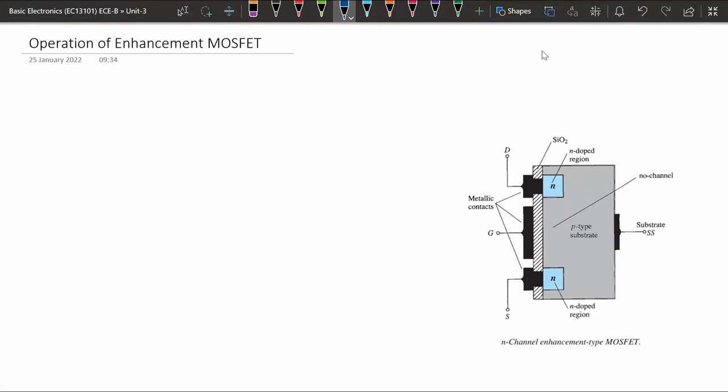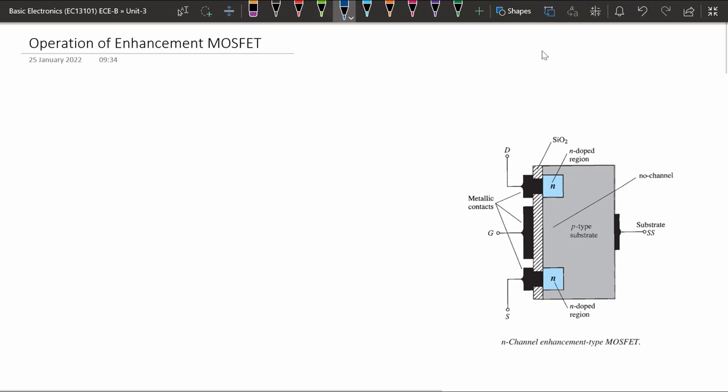So in the previous class, we have gone through the operation of depletion type MOSFETs. In this lecture, we will be proceeding with the operation of enhancement type MOSFETs. For basic understanding, we will just analyze the N-type MOSFET, and a similar analysis applies to the P-type also. So we will consider here the N-type or N-channel enhancement type MOSFET.